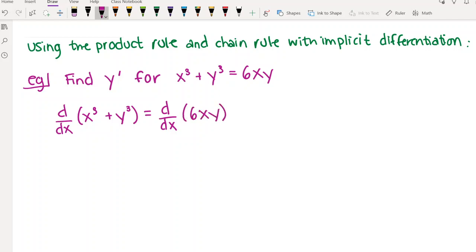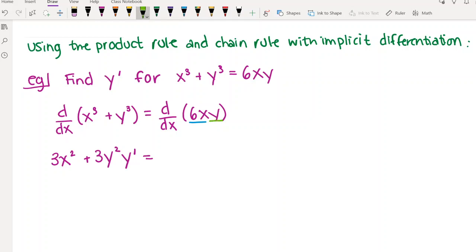Okay, so the left-hand side is actually very similar. It's like the same as the right-hand side in our last example. So we know that we're going to get 3x squared for the first part, and then we're going to get 3y squared times y prime. Okay, so what about on this right-hand side? Well, this is a product, right? And so let's think of this as being the product of 6x and y.